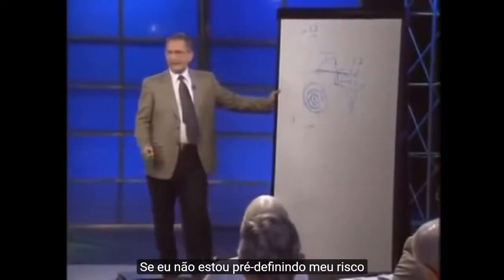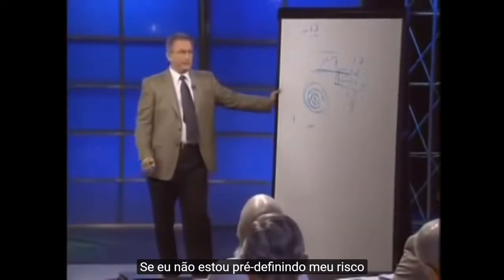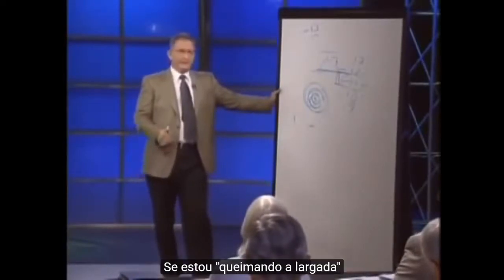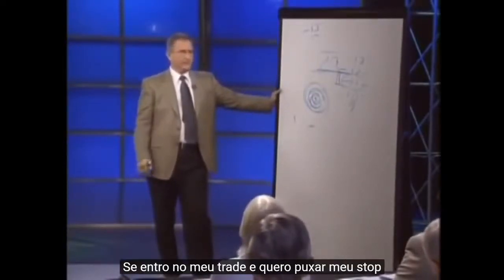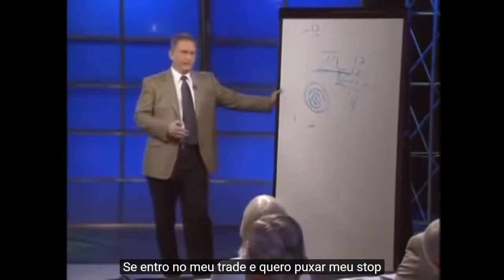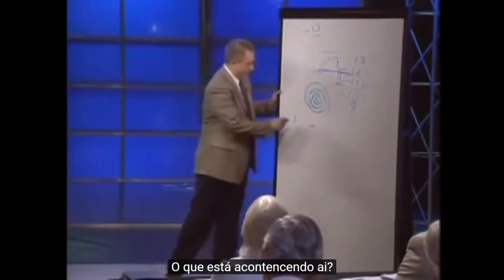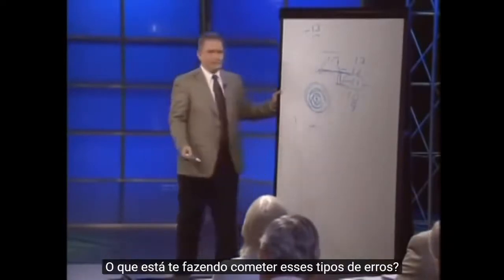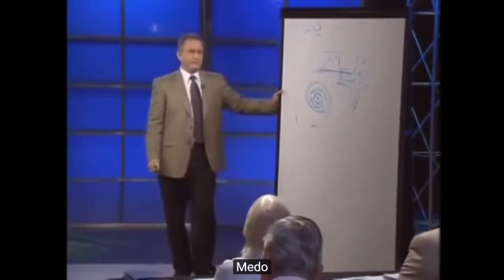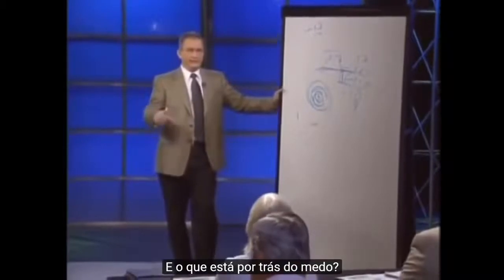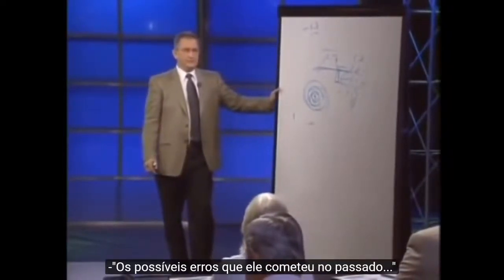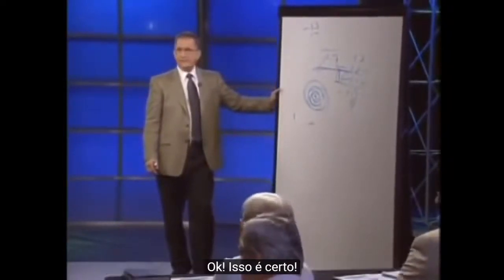if I'm not predefining my risk, if I'm hesitating, if I'm jumping the gun, if I put my trade on and I want to move my stop, what is it that's going on right now? What's compelling me to make these kinds of errors? Fear. And what's behind the fear? The possible negative mistakes that we've made in the past.